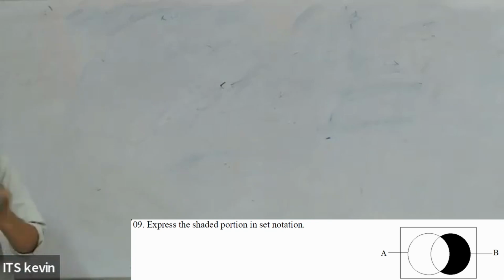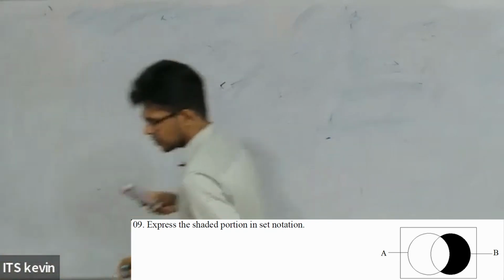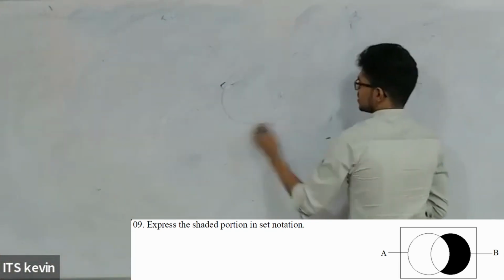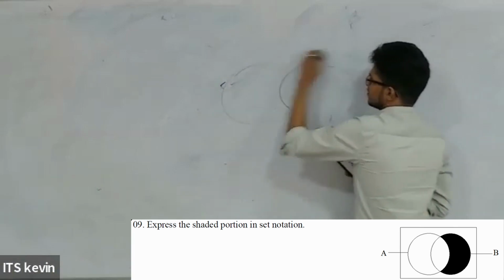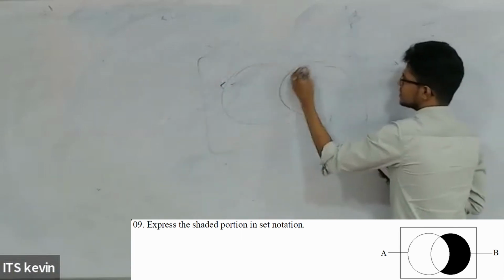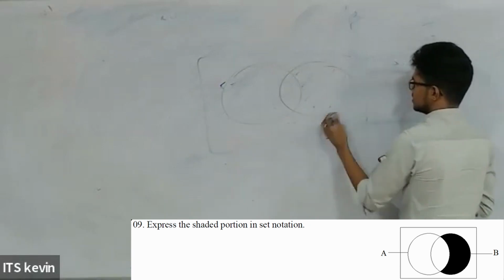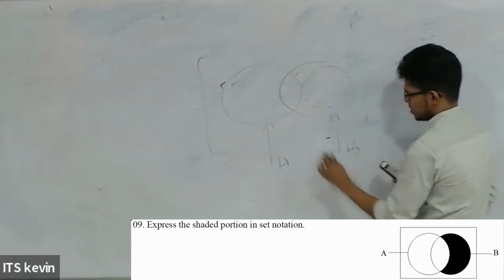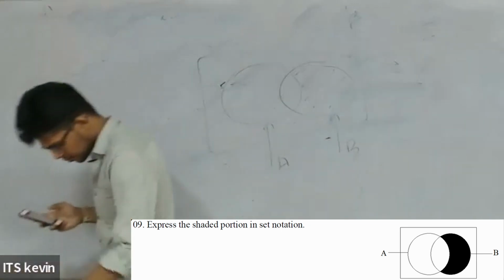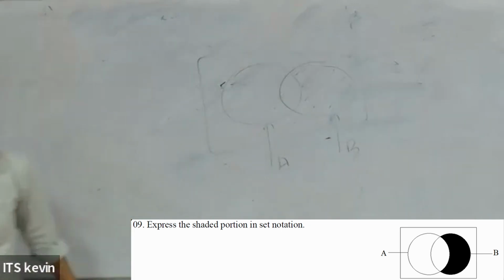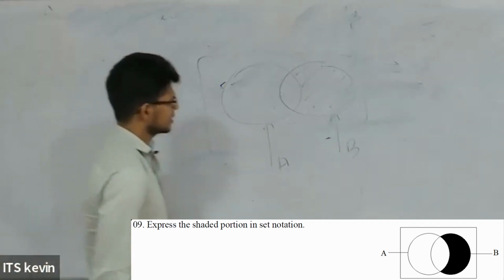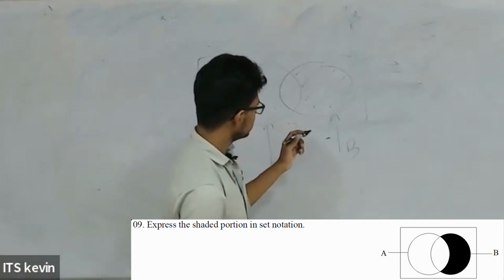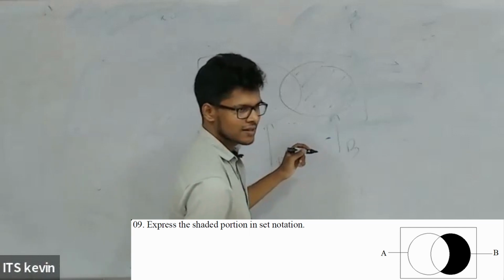Express the shaded area portion in set notation. So we have a set, we have something like this. This part is the circle, and this is A, this is B. Okay, just tell me how to do. Yes, exactly. A intersection B complement. Are you sure?